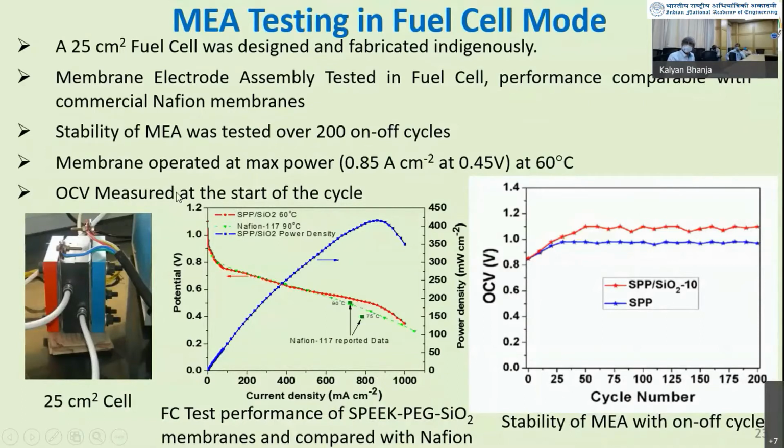And this is for open circuit voltage. If you measure, we can see there is no variation with number of cycles. So it is a very stable performance we have achieved. Almost 200 cycles have been operated.